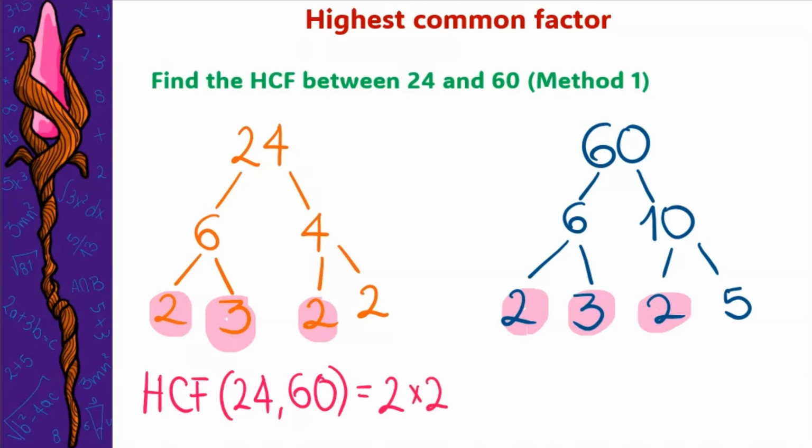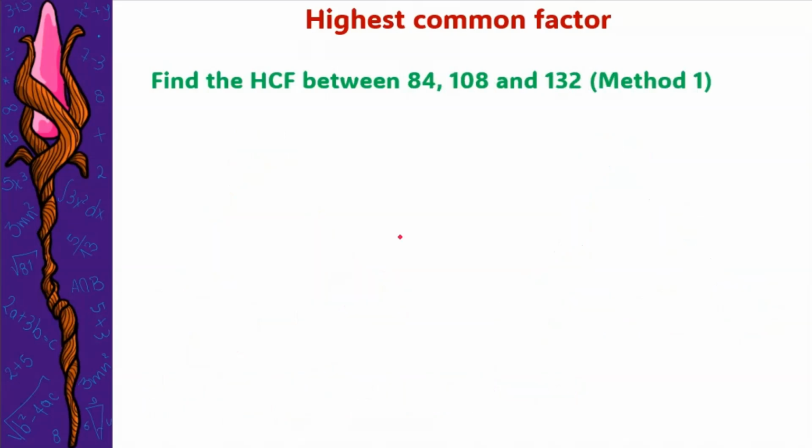2 times 2 times 3. That is, 2 times 2 is 4, times 3 is 12. So 12 is the common factor between those. It is the highest one possible. 60 divided by 12 is 5, and 24 divided by 12 is 2. No remainders. But what if we have three numbers instead?